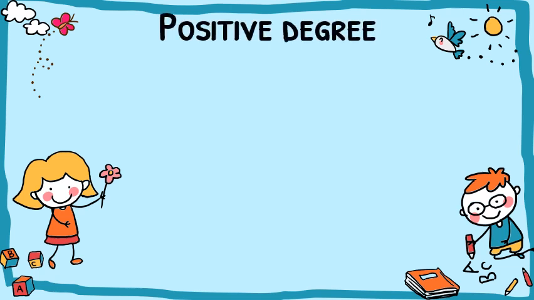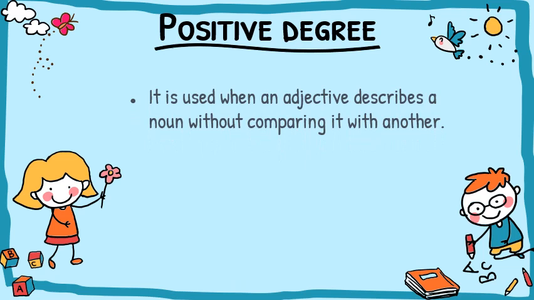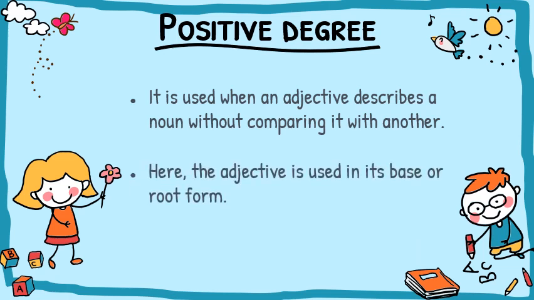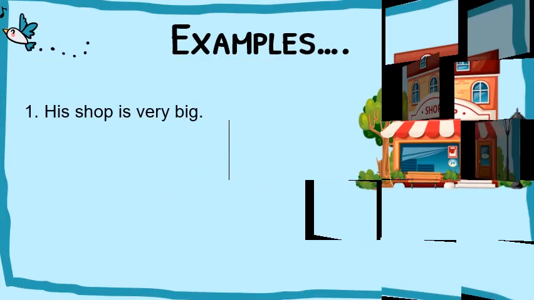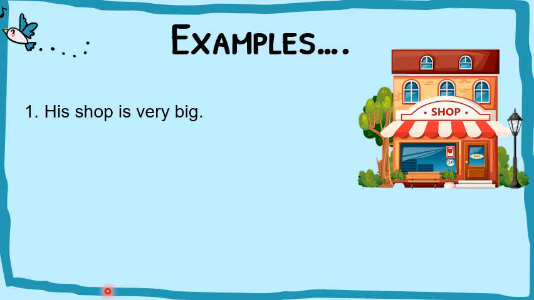First we have the positive degree. It is used when an adjective describes a noun without comparing it with another. Second, here the adjective is used in its base or root form. Let's see some examples. First example: his shop is very big. What is the adjective? Big. In this sentence, we are not making any comparison, and also we have used the base form of the adjective.